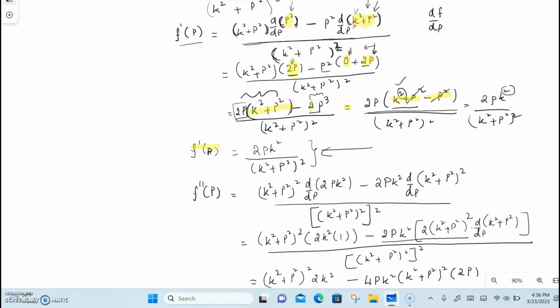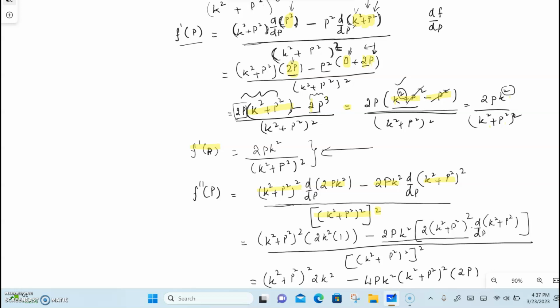Again, it's a quotient. I'm reminding you once again that p is the variable and k is the constant, and we are differentiating the function f with respect to p. So we use the quotient rule. We first square the denominator, so we have k squared plus p squared the whole squared. Denominator times derivative of numerator minus numerator times the derivative of the denominator. So now we have k squared plus p squared the whole squared.